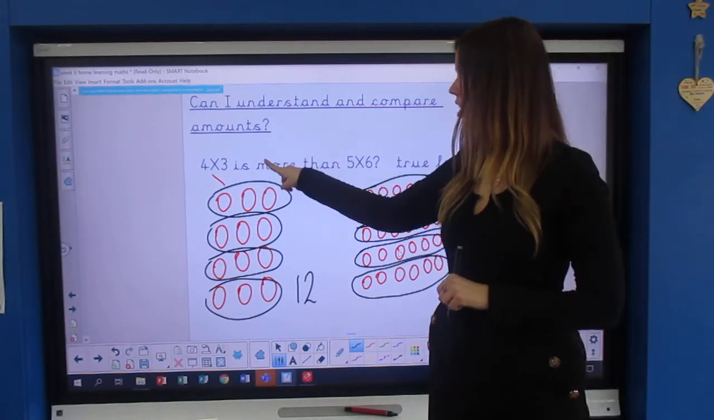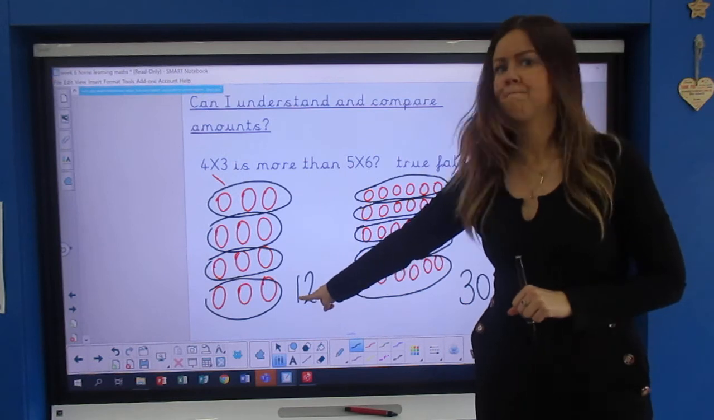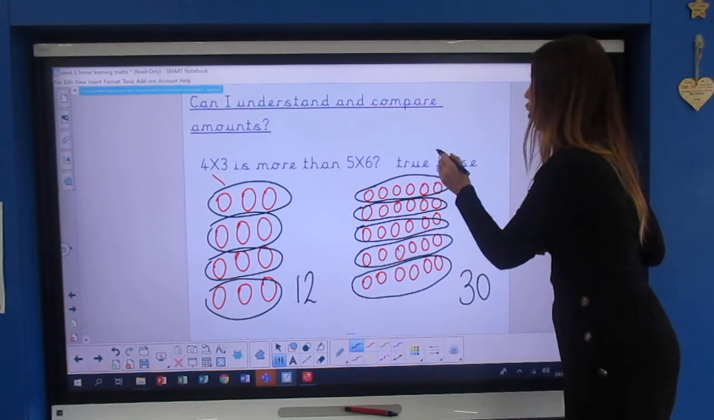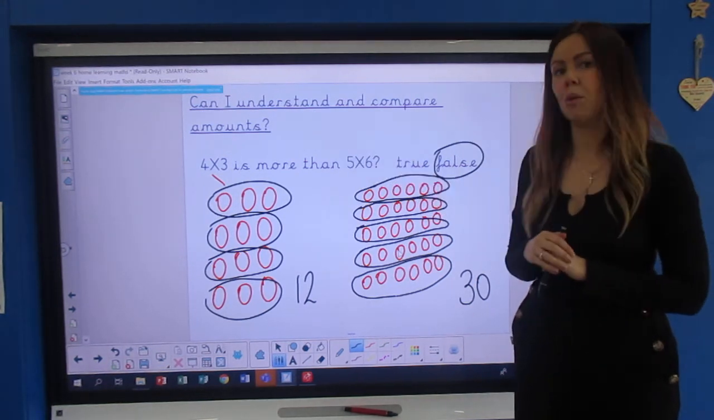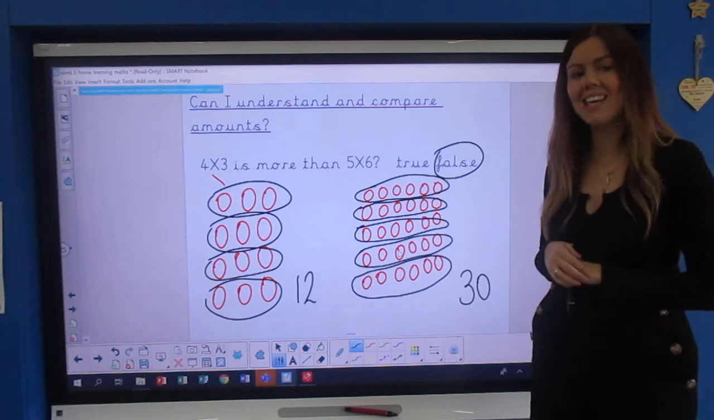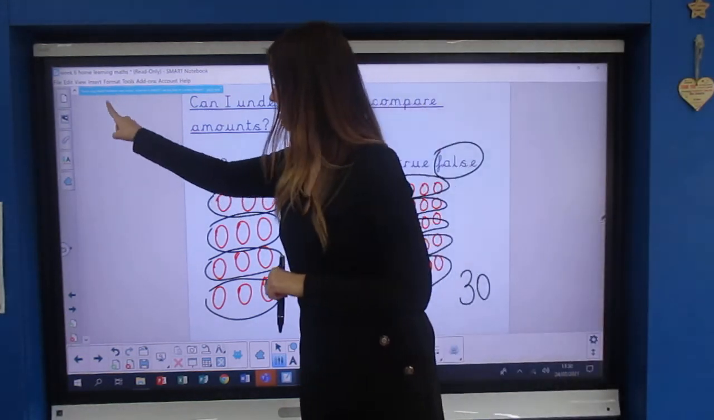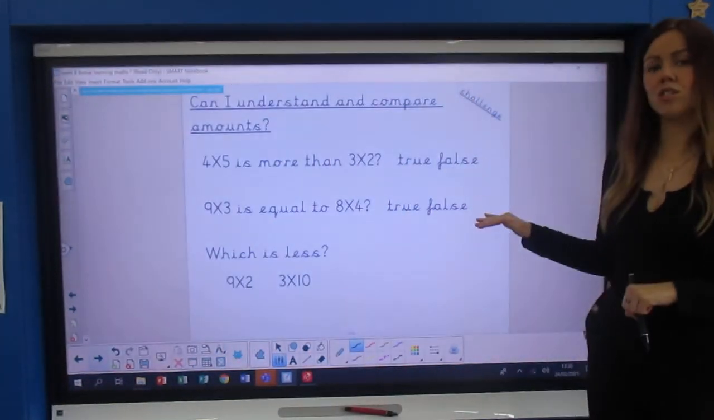So 4 lots of 3, is it more than 5 lots of 6? No, it isn't, is it? So it is false. So the answer is false. It is not bigger. 5 groups of 6 is bigger. Okay? So here are your questions that I would like you to have a go at on your own.